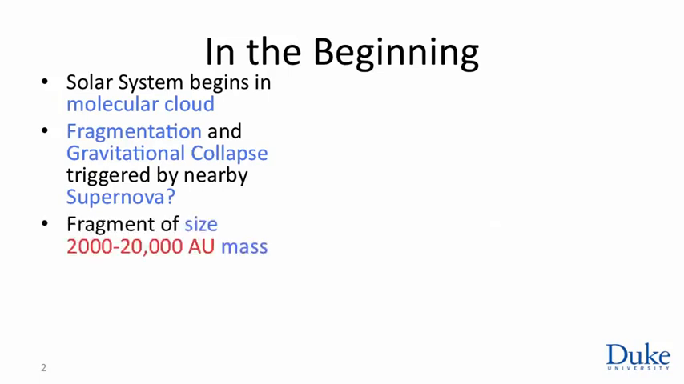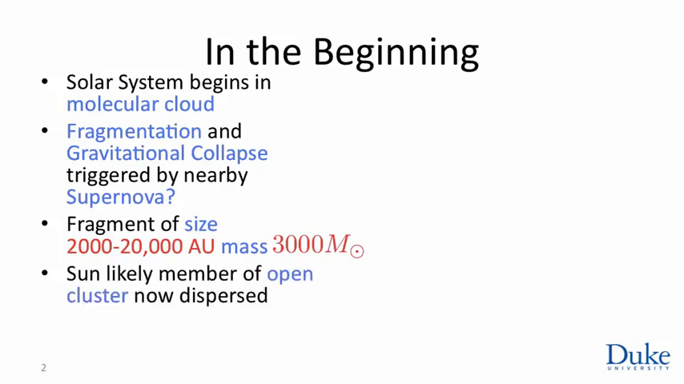The fragment that created our solar system was probably on the order of magnitude of 2 to 20,000 astronomical units in size and with a mass of about 3,000 solar masses. This did not create the solar system. In fact, it created a cluster of between 1 and 10,000 stars. So the conditions that we see in the solar system suggest that the sun was formed as part of an open cluster like the Pleiades.